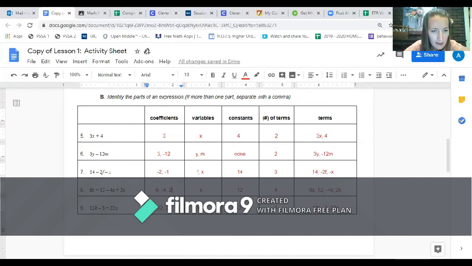Okay, and the last one, number 9, 12k -3, is that a plus sign? Plus 22a. So our variables are k and a, with 12 in front of the k, plus 22, so 12 and 22 are our coefficients. -3 is the constant because that has that minus sign in front of it, so a -3 for the constant. 3 terms altogether, and they are 12k, -3, and plus 22a.